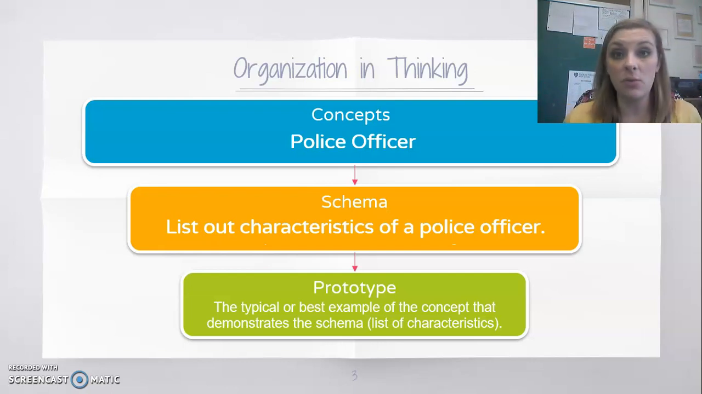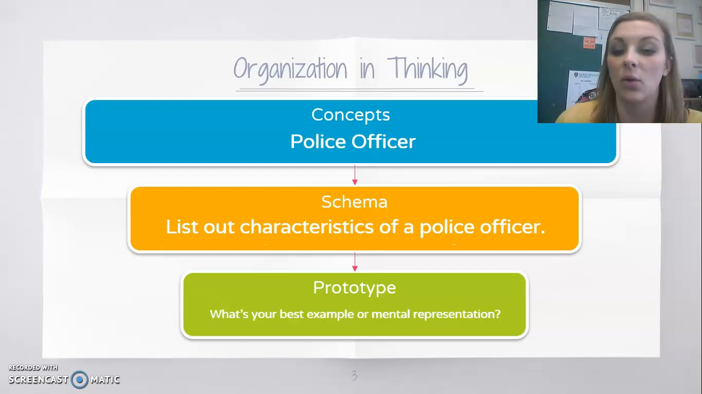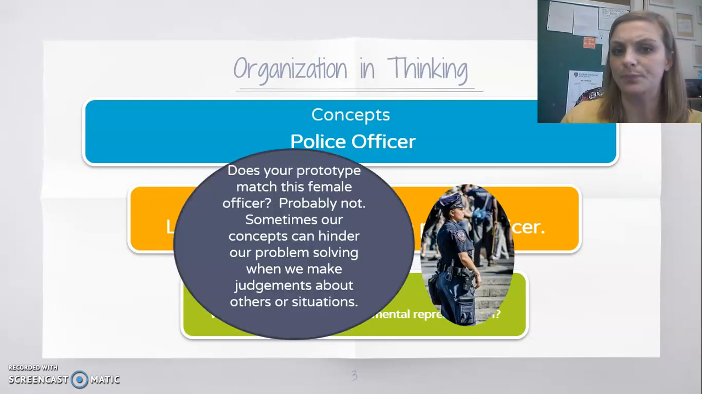How physically fit would that person be? Do they have facial hair? Like all of those things are characteristics that you would come up with for a schema. And then your prototype is going to be your best example or mental representation. It would be what you would draw if you were to have to draw a police officer. Okay? So, does this match your prototype?